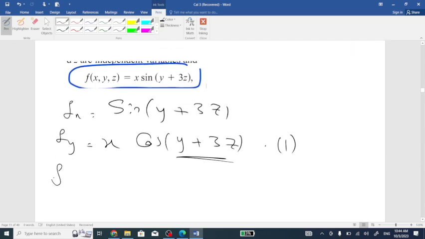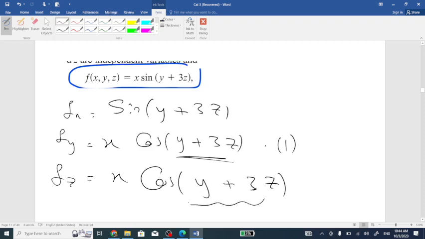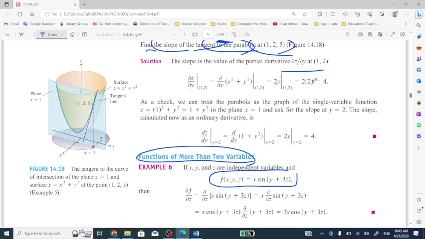Good. Fz. Now, x is a number. Derivative of sine is cosine of y plus 3z. Now the derivative of the angle, but z is the variable. You need to set your mind to know what's going on. That's it.